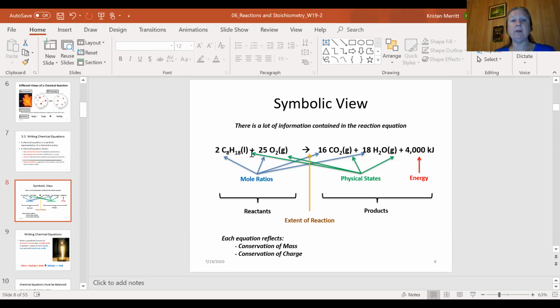We have physical states here. So this is a liquid with a gas, and this is a gas and a gas. This is your reactant, see? These are your products. So these are the things that you'll be putting into your equations, particularly the molar ratio or the coefficients, and physical states.